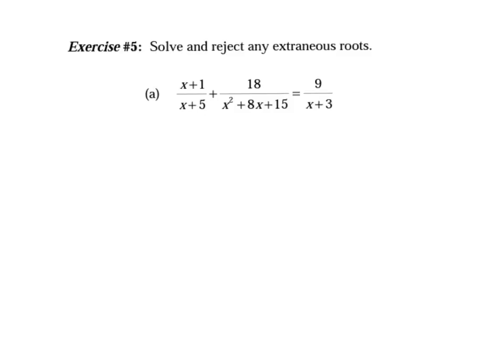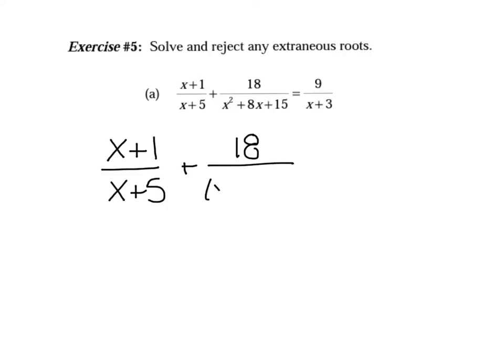Look at how ugly this denominator is here. I need to make sure I factor first. So I'm going to rewrite this out with everybody factored. Okay. And I'm going to say, let's see, if it multiplies to 15 and adds to 8, I'm going to go with x plus 5 and x plus 3 equals 9 over x plus 3.